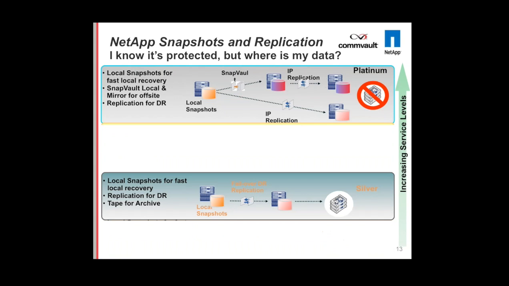And NetApp is a great example of this. NetApp is the leader in integrated data protection built into their array technology. Through NetApp snapshots and SnapMirror and SnapVault replication, customers feel very comfortable in protecting their data. But sometimes it's hard to find the data again when it comes time.